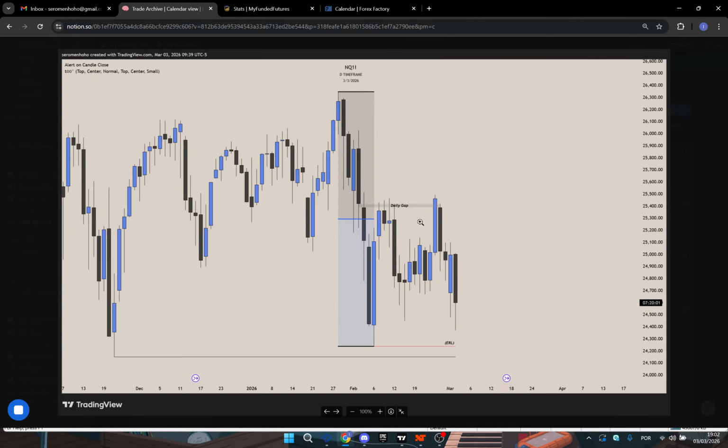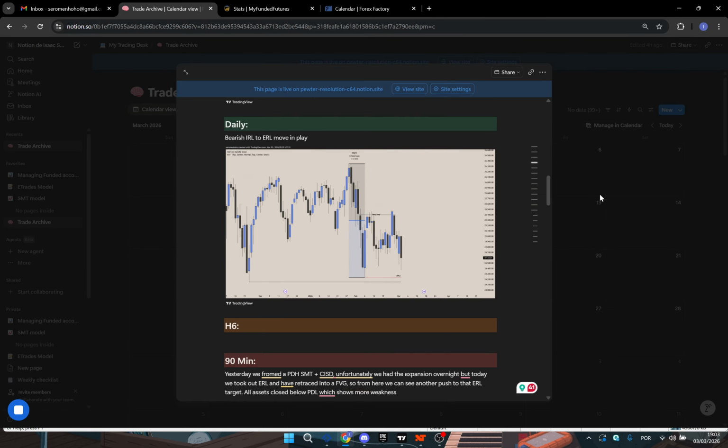Daily chart, still bearish. This is kind of the same view I've had for a while, but it's overall an internal range liquidity to external range liquidity type play. So yeah, with the target being this swing low. Also, this swing low is a relative equal, but I'm mostly looking at this red one. So the higher time frames are pointing quite clearly to more bearish price action.